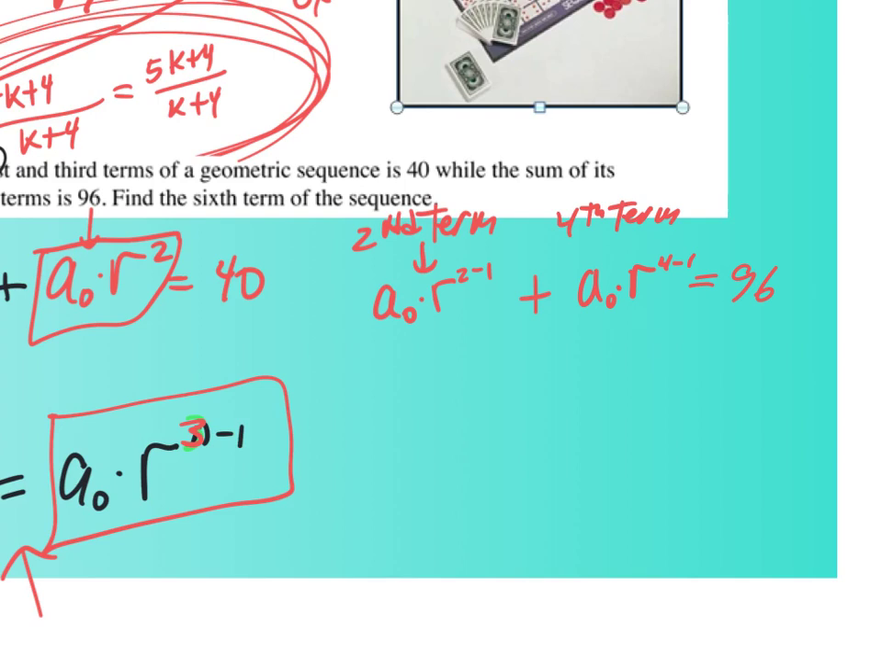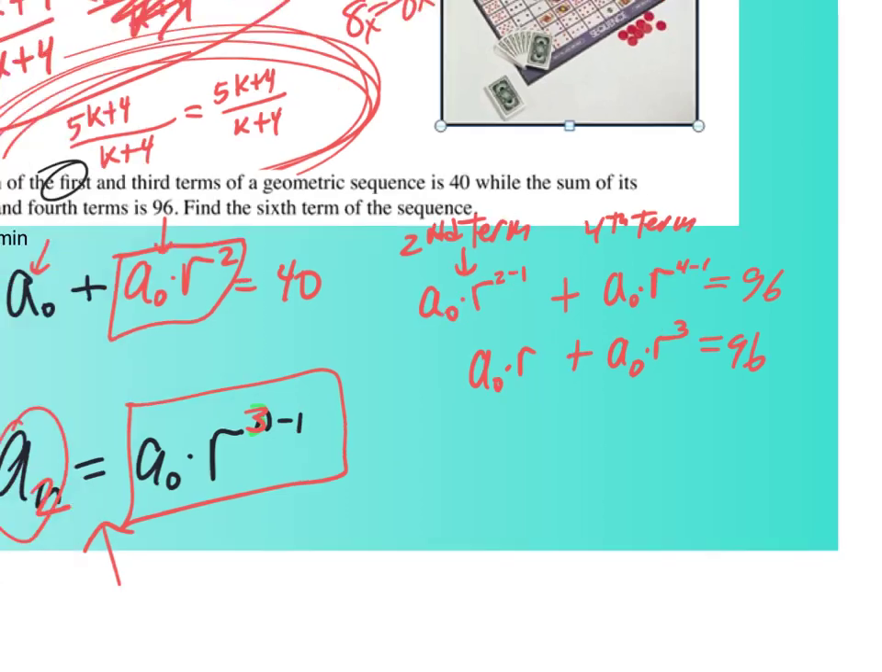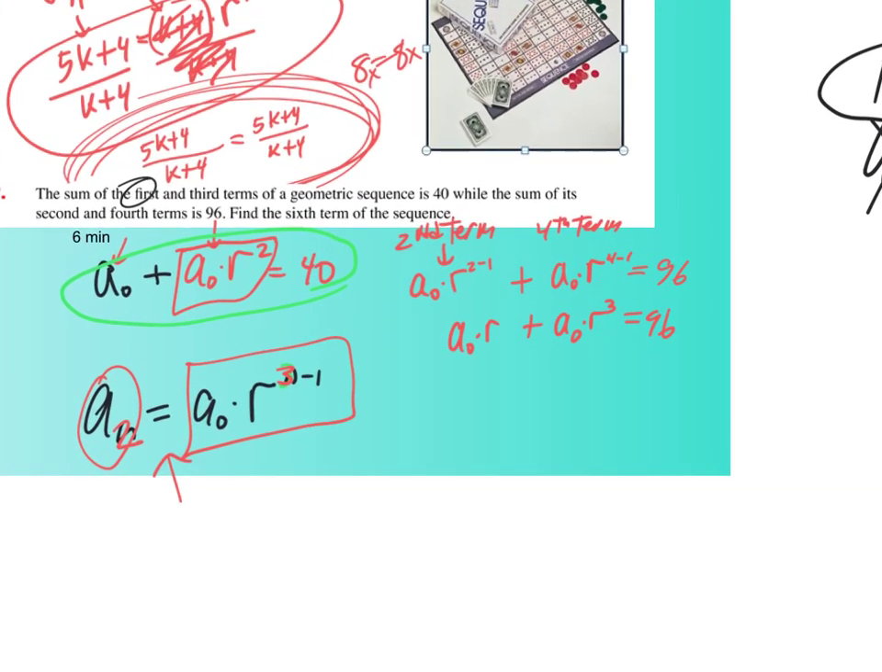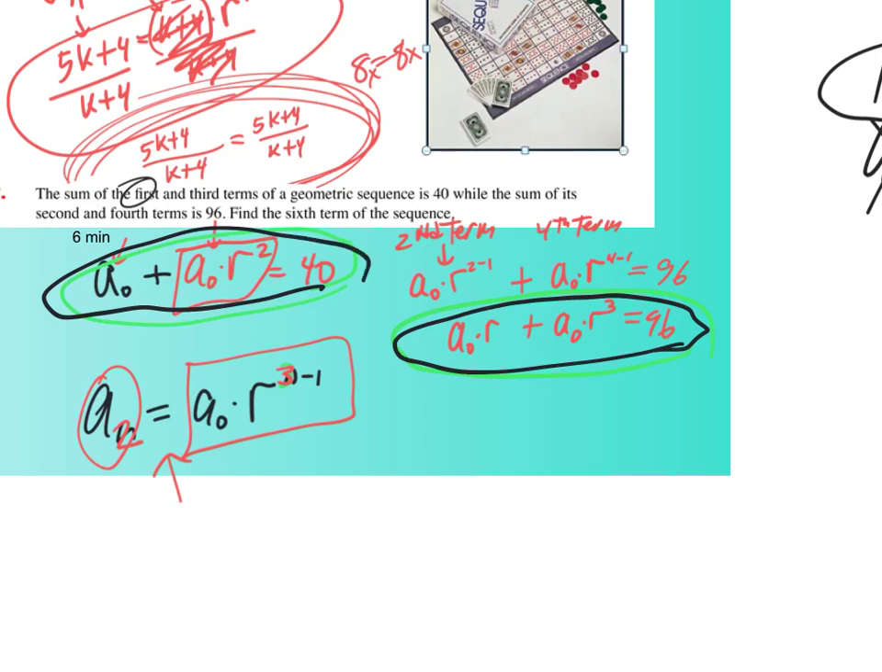Heavy duty. So this is a sub 0 times r plus a sub 0 times r to the third has to equal 96. How am I supposed to solve that? You have a system of two equations. That equation and that equation. As long as they only have two variables, a sub 0 and r, you can solve them.